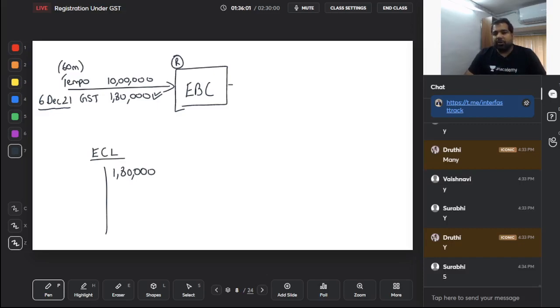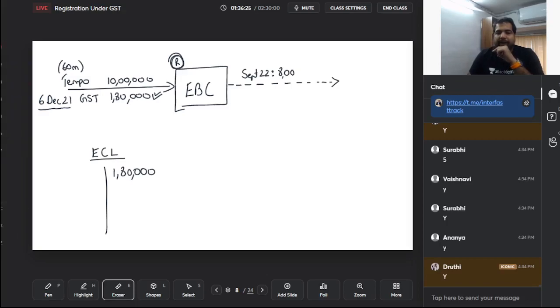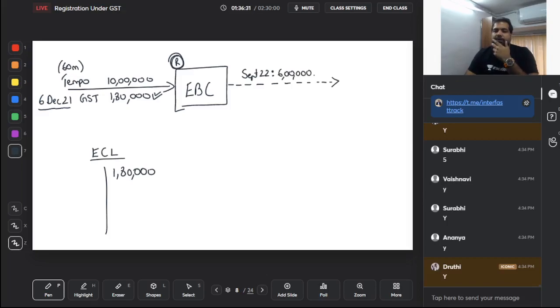So guys, can you sell the tempo? In the month of September 22, you decided to sell the tempo. And please tell me, once you are registered, even selling this tempo, guys, when you sell anything or supply anything, will it be subject to GST? Yes. So you decided to sell the tempo for 8 lakh rupees. Or not 8 lakh, let's say 6 lakh rupees. Please tell me, are you breaking a promise?